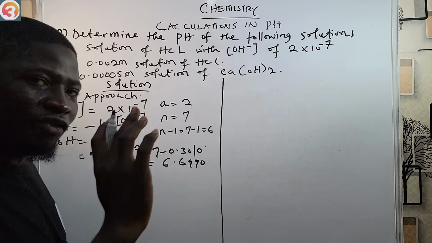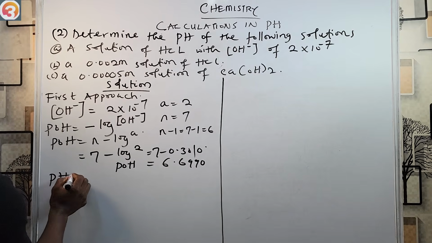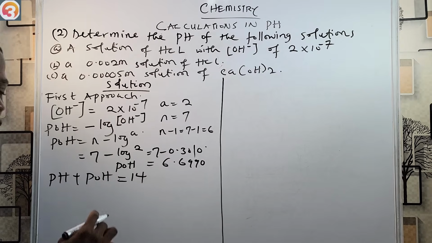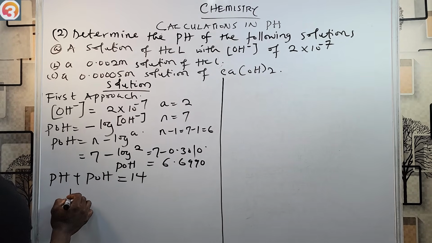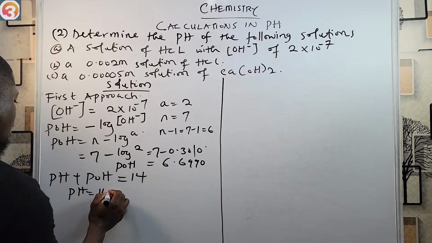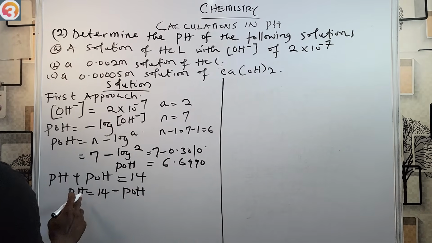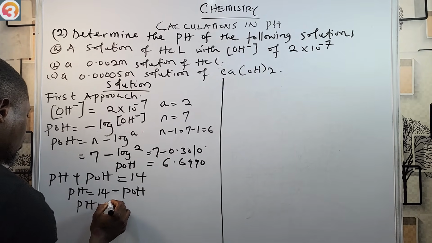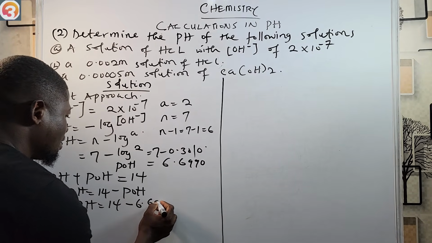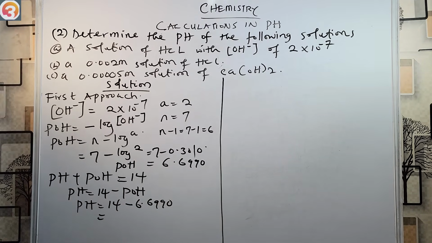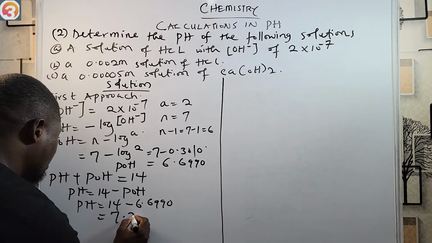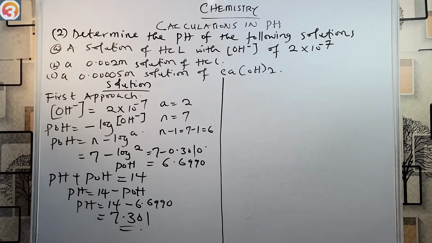Now we know from our formulas that pH plus pOH is equal to 14. Remember? So pH now will be equal to 14 minus pOH. Make pH the subject here. pH comes here, pOH goes the other way. So pH is equal to 14 minus 6.6990. If you subtract that, I think you should get a value of 7.301. All right, so that will be our answer.